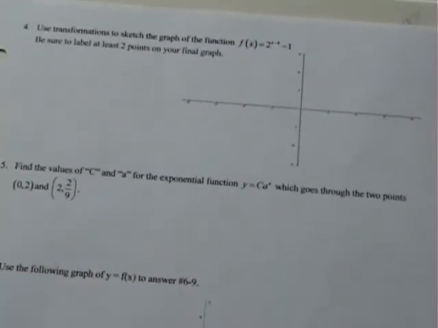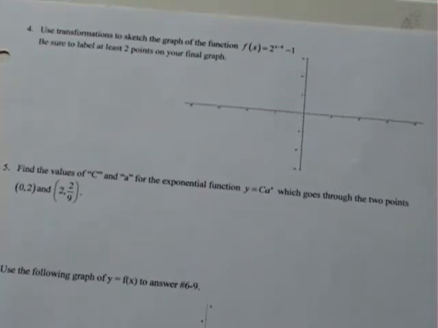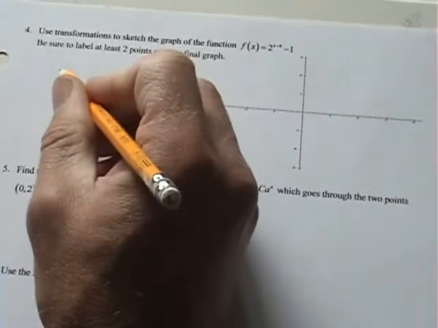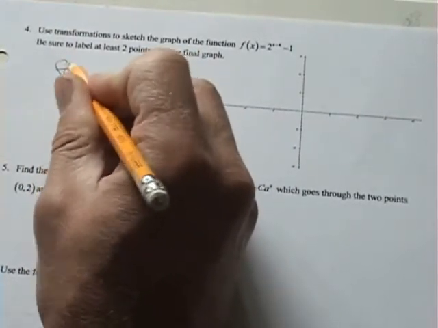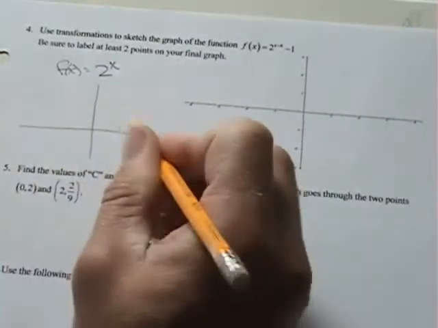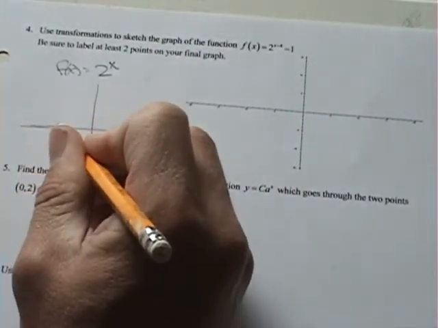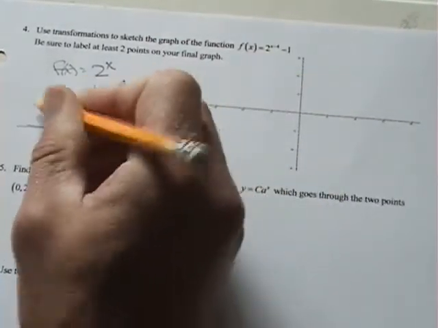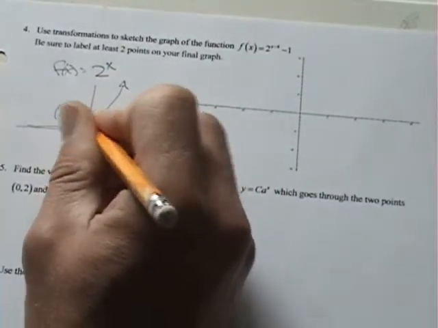Next page. Use the transformations to sketch the graph of this function. Again, it's similar to the last problem, but here we've got a combination. The parent function, f of x, is equal to 2 to the x. That's going to be one of those exponentials that hugs this and hits that belly button point at 0, 1.